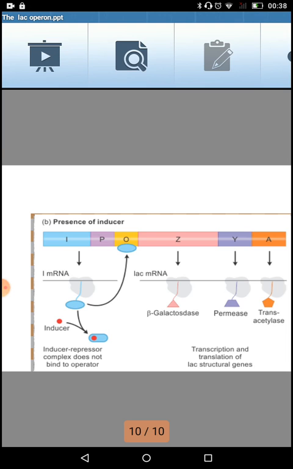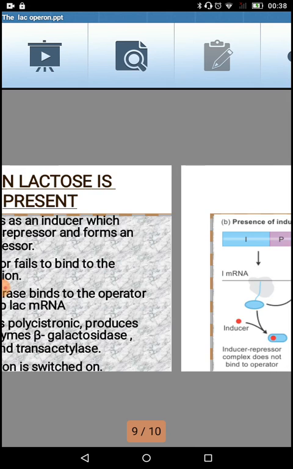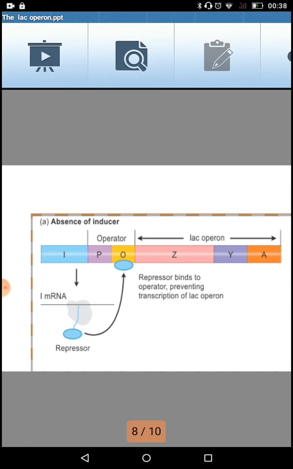But if this lactose is not present, once the lactose gets used up, the quantity of the lactose will keep on reducing in the medium. So there will be a point where lactose will not be present, it will be finished off. Now what will happen at that time? I'm reverting back the slide where the lactose is not present. So the same thing will happen.